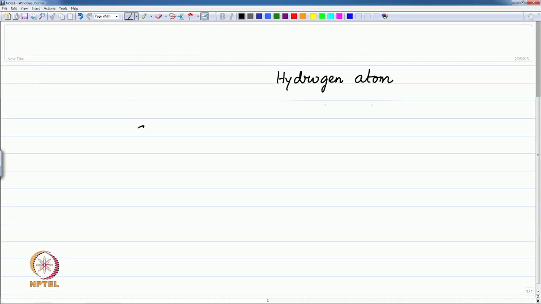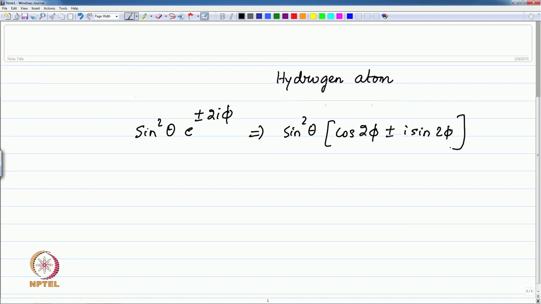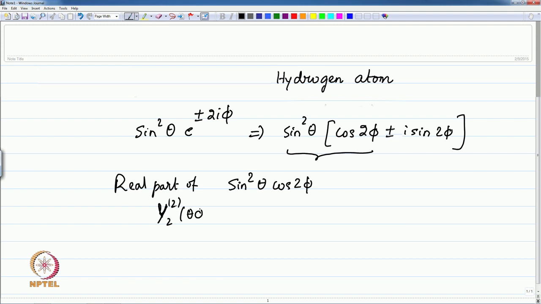So, we have sin square theta e to the plus or minus 2 i phi, which is sin square theta, cos 2 phi plus or minus i sin 2 phi, and the real part is sin square theta cos 2 phi. This is the real part of Y 2 theta phi. The imaginary part is, leaving the i out, obviously sin square theta sin 2 phi. Okay.